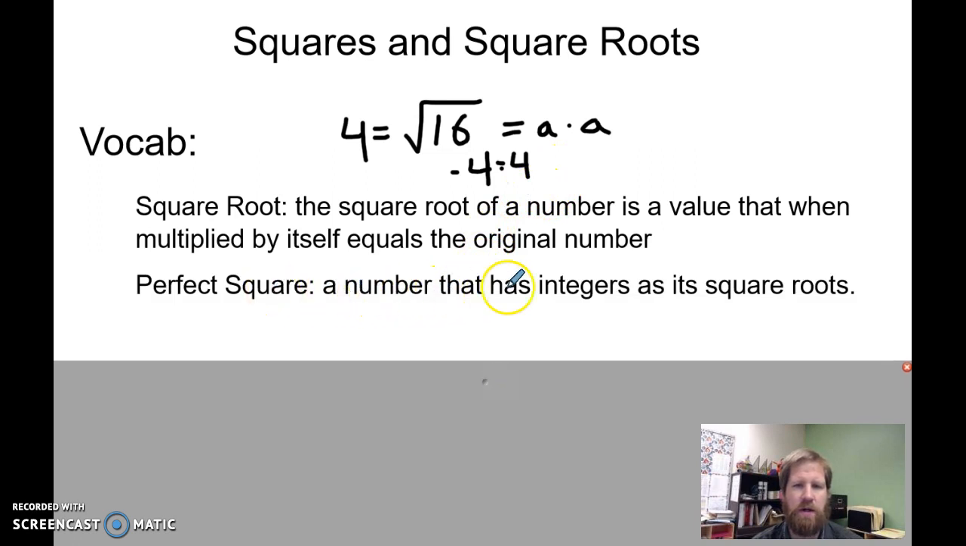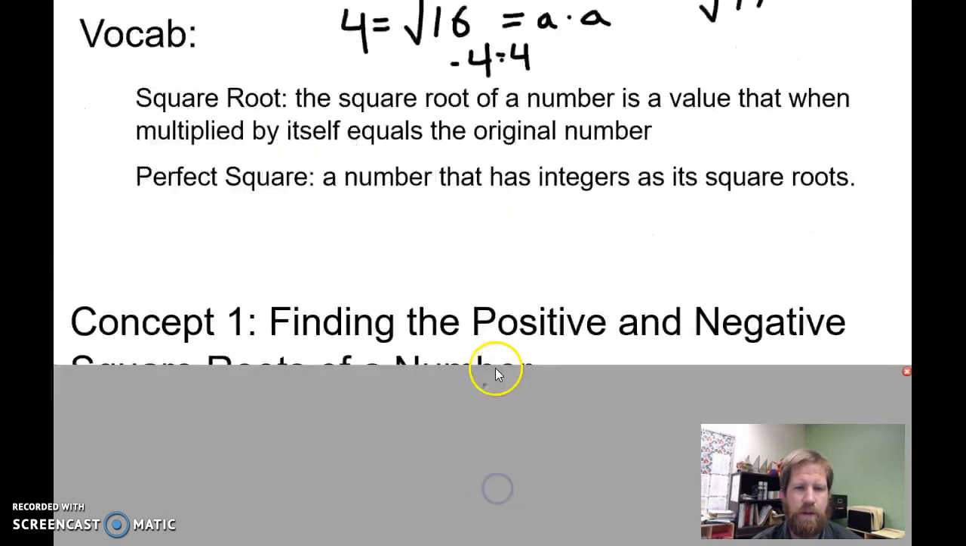A perfect square is one like 16 that has integers as its square roots. So 16 is a perfect square because 4 times 4 is 16. If we were trying to get the square root of 17, that would not be a perfect square, and I would need a calculator to figure that out because it'd most likely be a really long decimal. But perfect squares have roots that are exact integers.